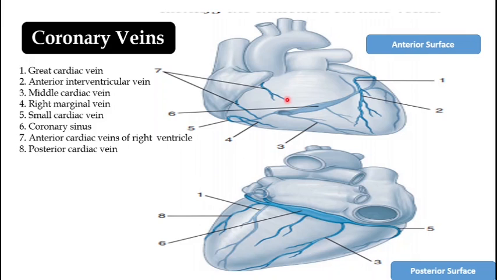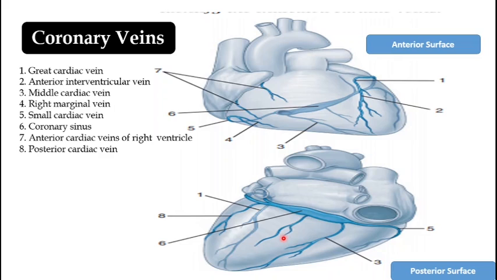Also on the anterior surface of the heart, we have these two coronary veins, which are known as the anterior cardiac veins. These are present on the right side of the ventricle, so they are known as the anterior cardiac veins of the right ventricle. These two are the anterior cardiac veins.